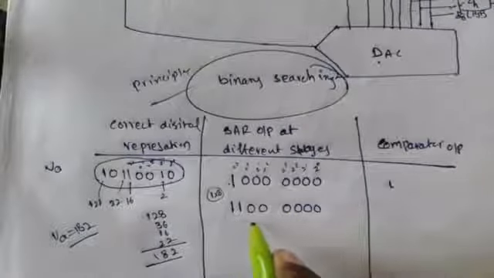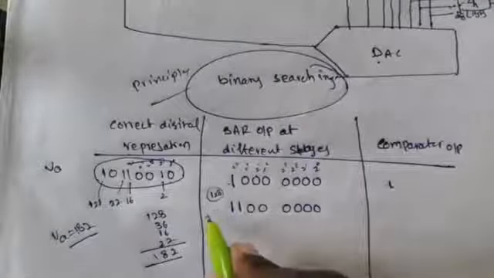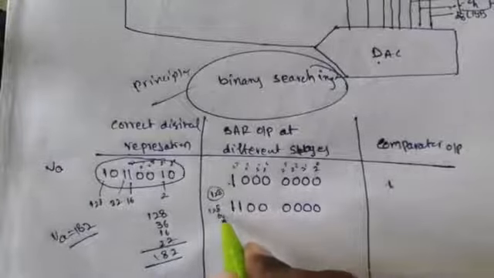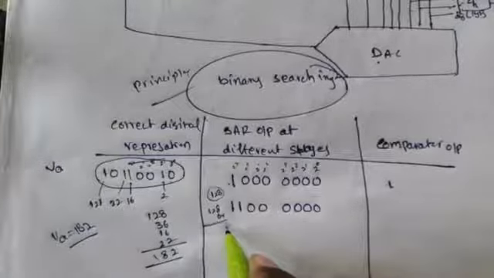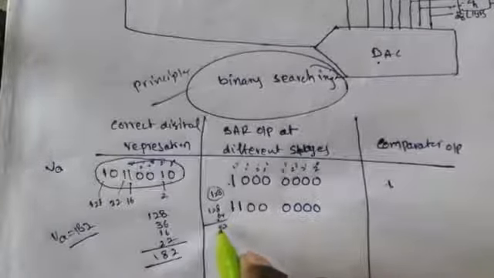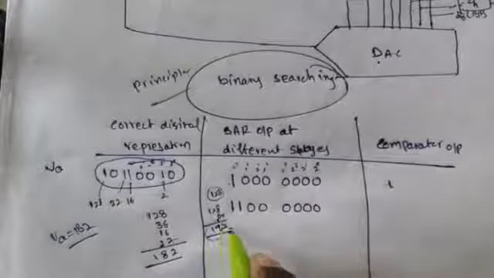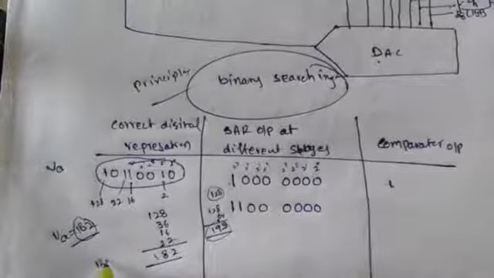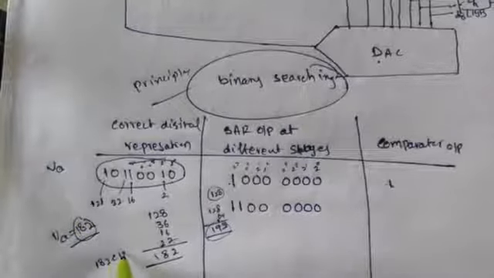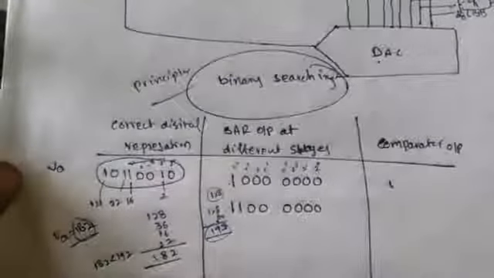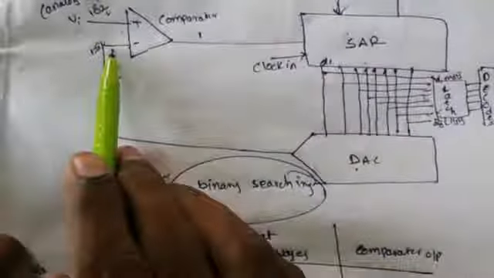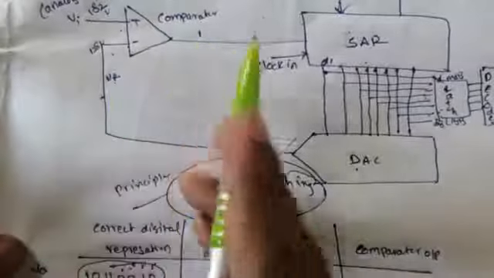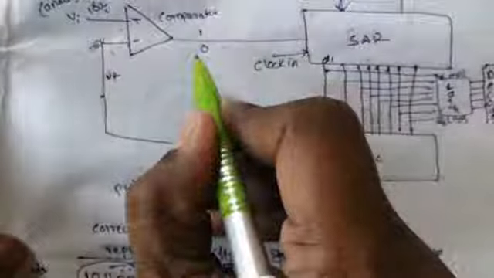Now this value is 128 plus 64. 128 plus 64 is nothing but 192. So here the analog input voltage is 182. 182 is less than 192, which means the negative potential will be greater. Here 192 is greater, so the comparator output will be 0.